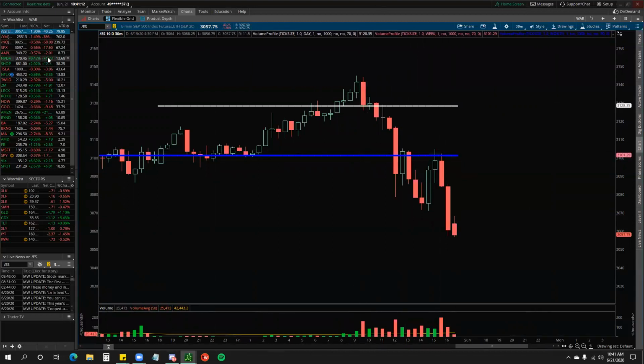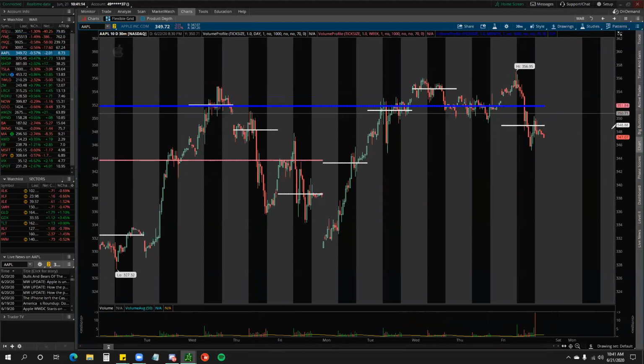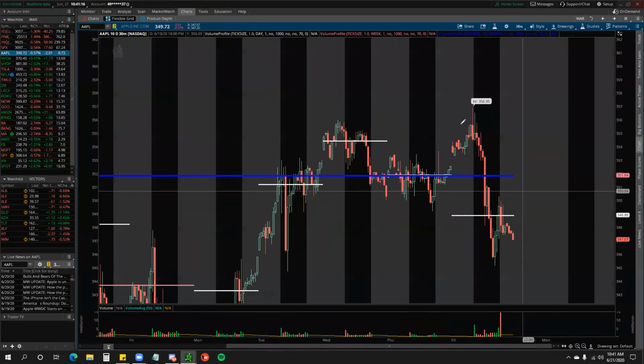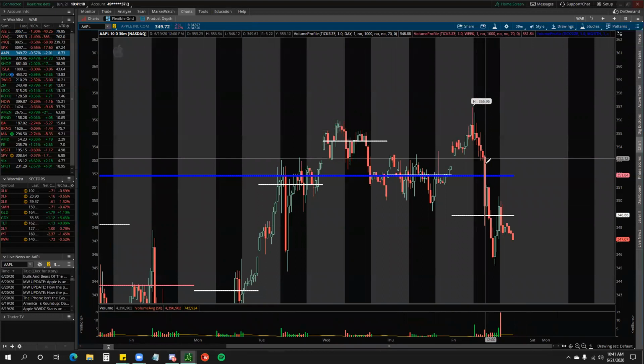So another example, Apple. All right, Apple, guys, Friday. We're above point of control. Where are we headed, family? Where are we headed? This trade worked twice this week. We're above point of control. Market sells off, right home to it.